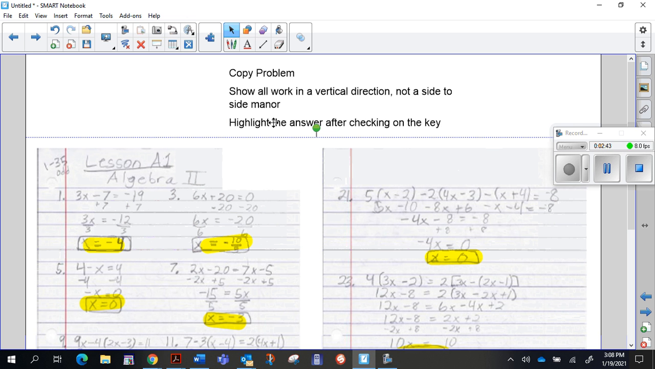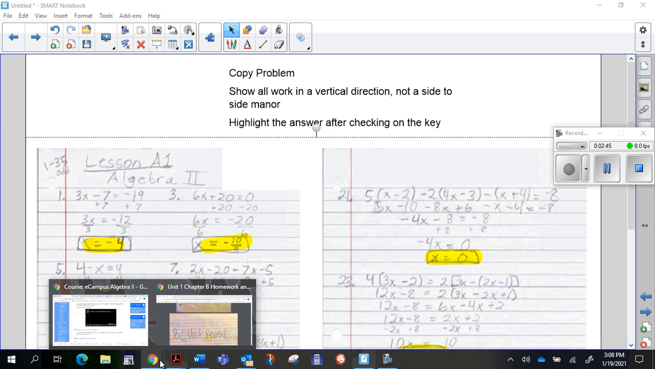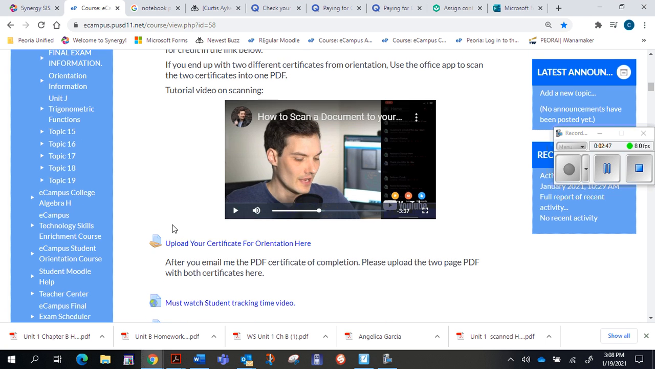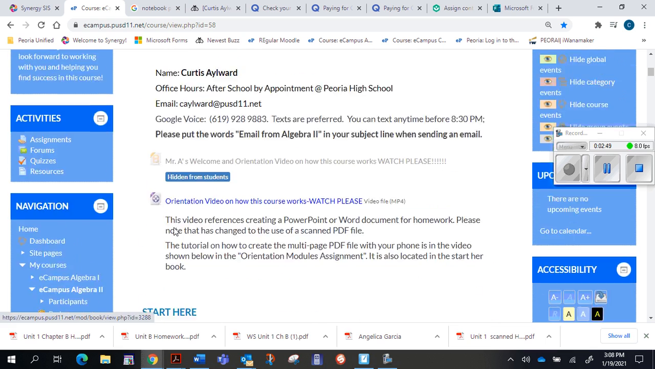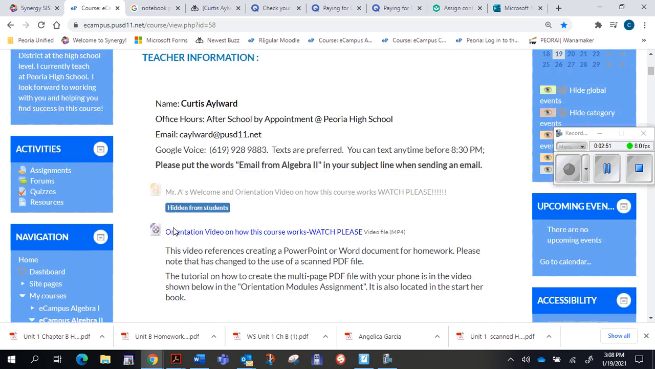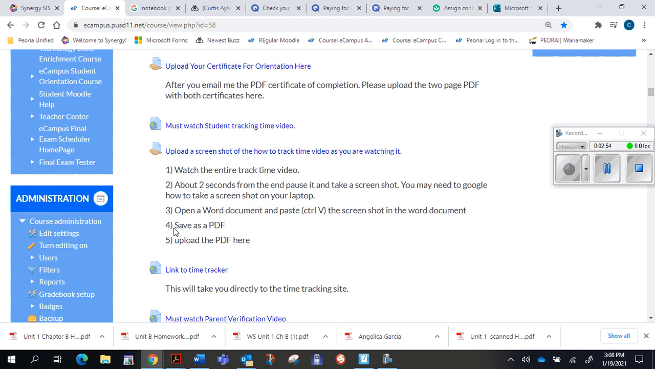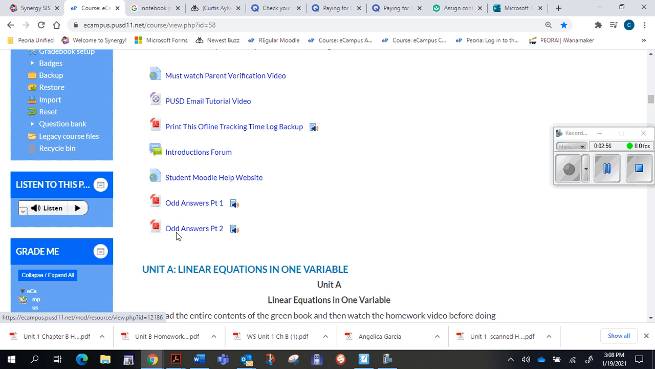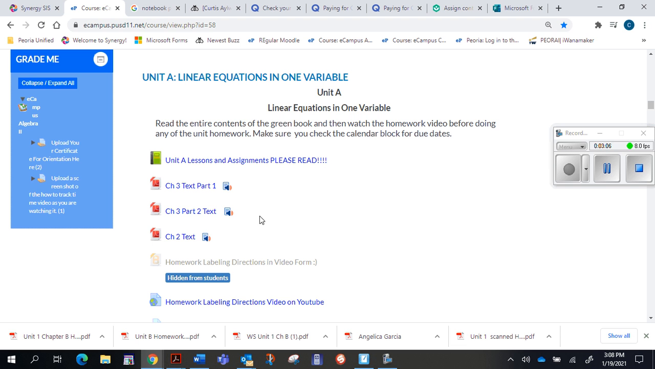Okay? So keep in mind as a reminder, the problems are going to come from the textbook. The answers are right here above Unit A for all of the first half of the text and all the last half of the text. And then when you get into each unit, the appropriate textbook pages are scanned here together for you to use.